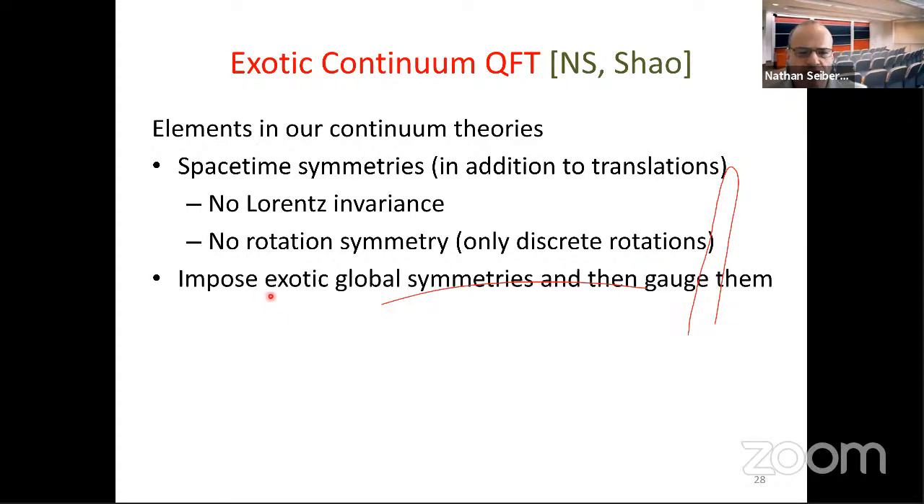Second, we imposed exotic global symmetries and then we gauged them. I've already mentioned some of these exotic gauge symmetries before, and I'll still say more about them.